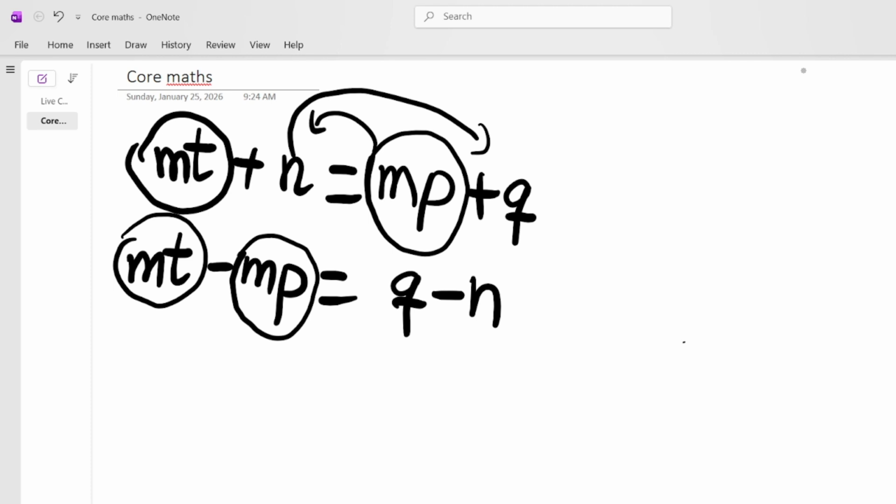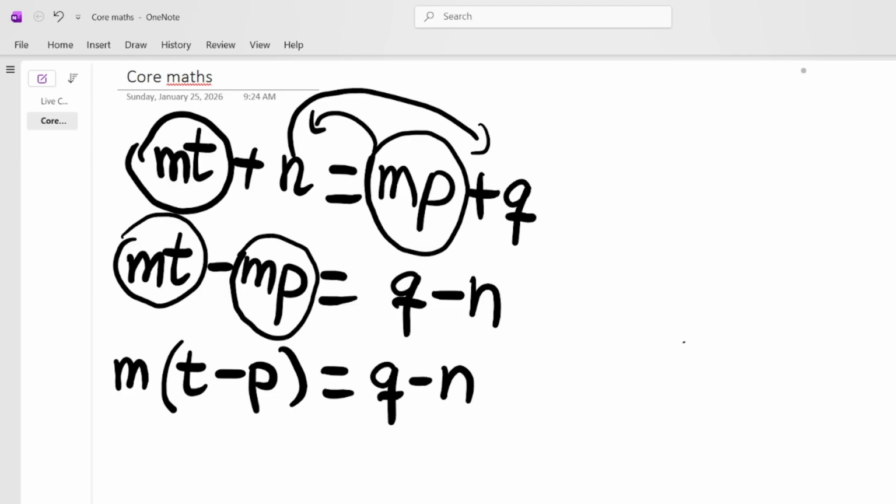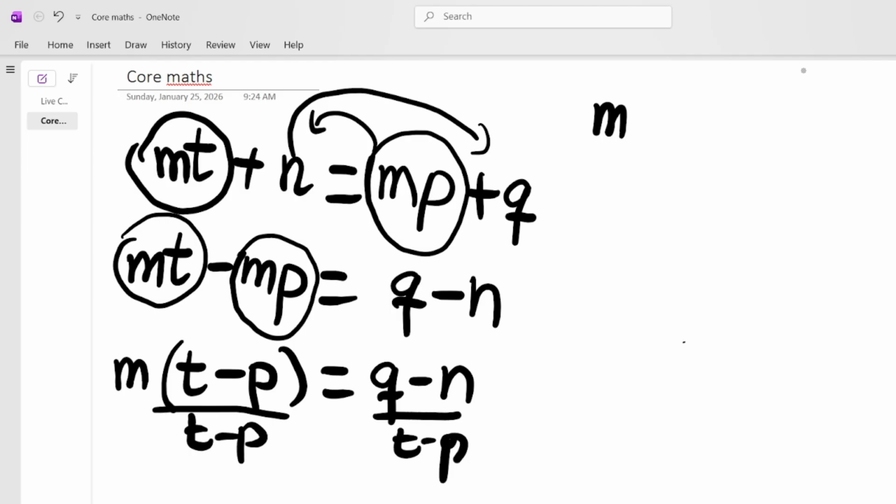So here we have to factorize m out because we can find m in both terms. So here we put m out, then we open the bracket, t minus p, right, equals to q minus n. So this is what we have, right? m times (t minus p) is equal to q minus n, but we are looking for m alone. So for m alone, we need to divide both sides by t minus p, right?